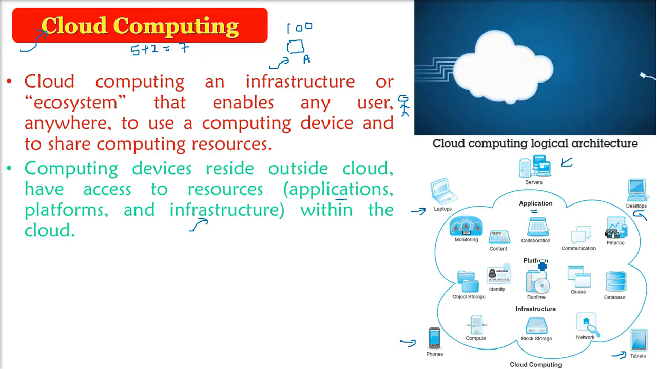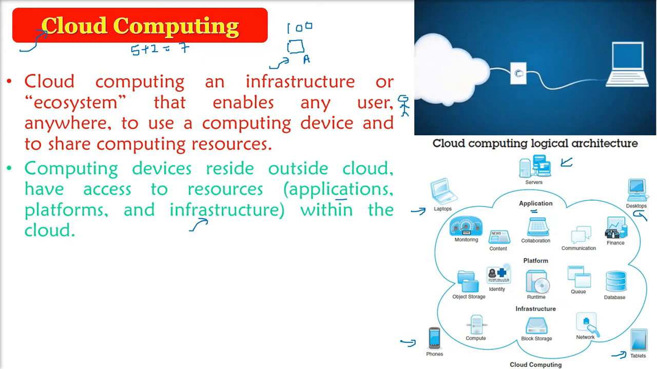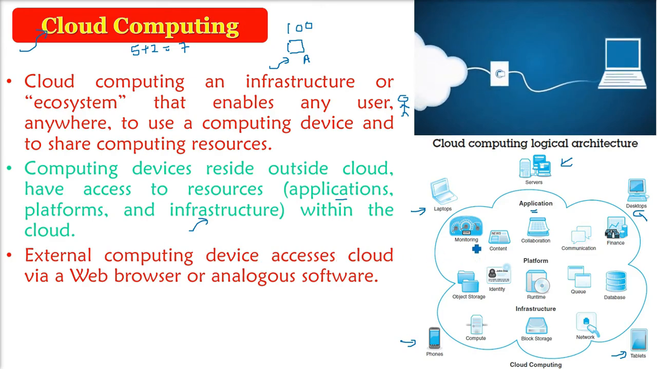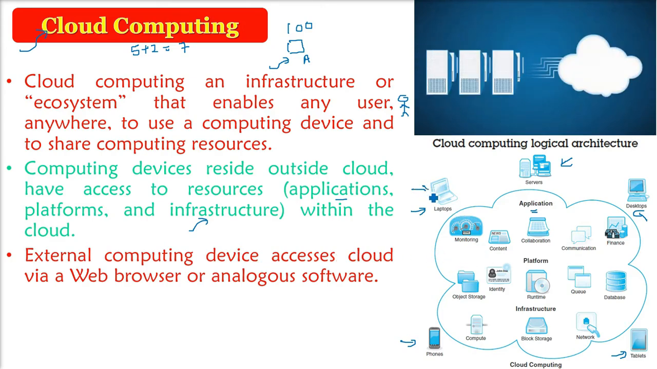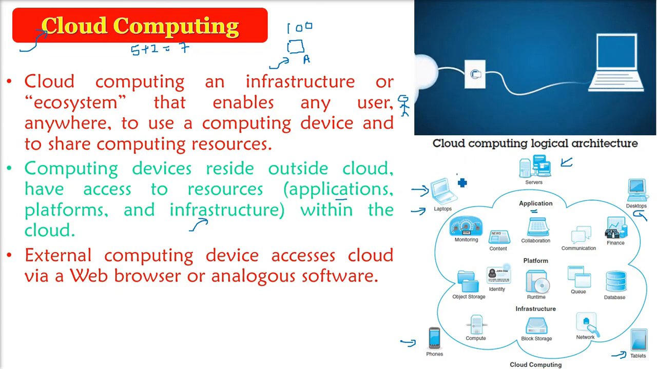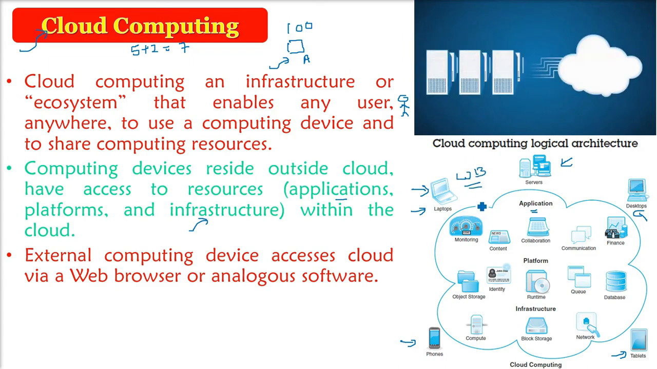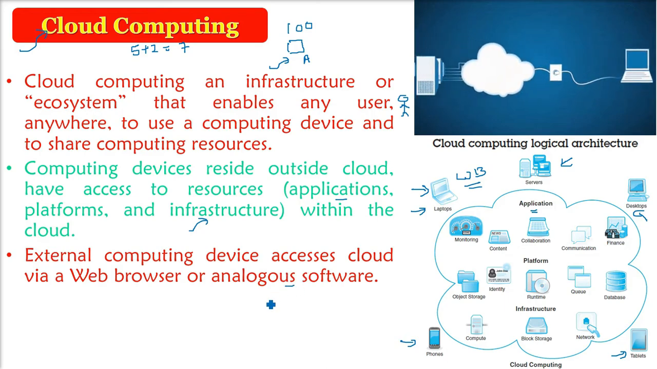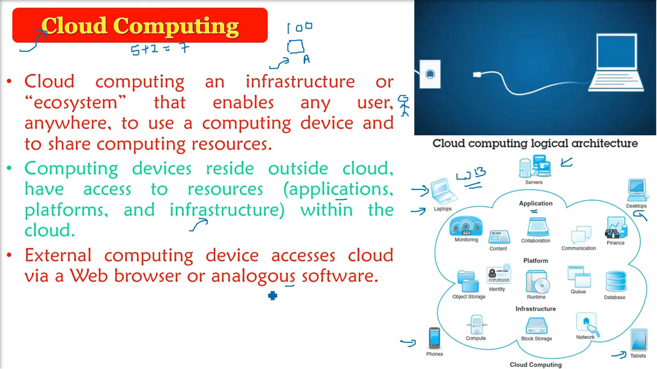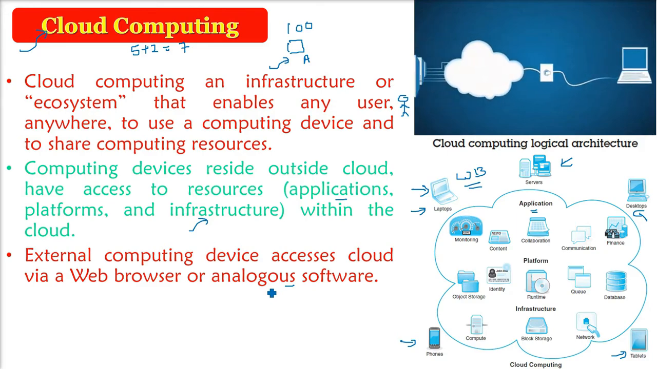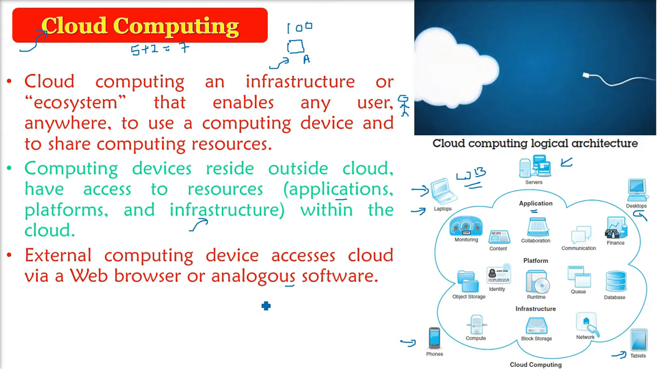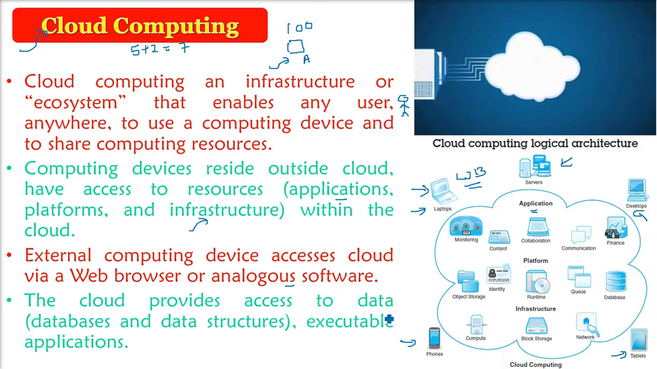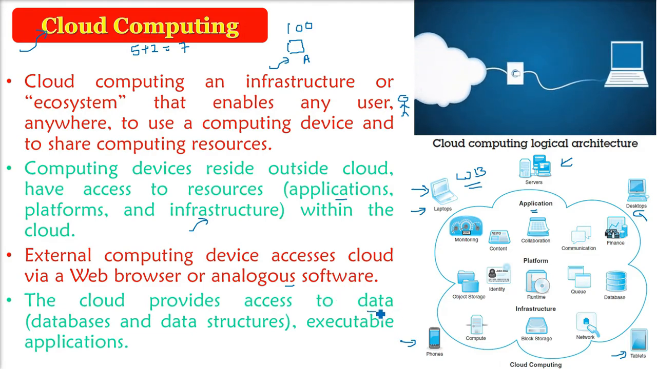So application, platform, infrastructure. See, how do you access the cloud now? As you are on a laptop, how do you connect to it? You can either use the web browser, or the company might have given you some software that we may call analogous to the web browser. Okay. So this is how the external devices access the cloud. So the cloud is providing you access to the data, information, etc.